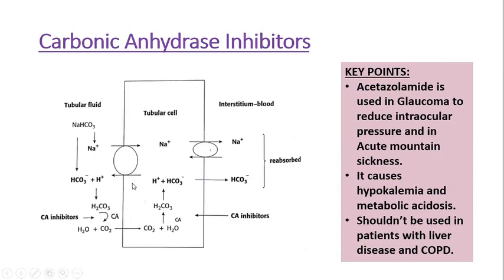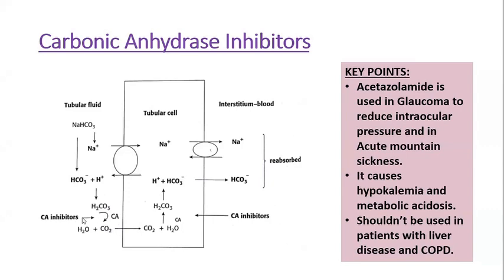This shows that the hydrogen ions combine with the bicarbonate ions in the tubular fluid. This is the tubular side where the urine is forming, and this is the interstitium, the blood side, where things are getting reabsorbed into the blood. So hydrogen ions in the tubular fluid combine with bicarbonate ions to produce carbonic acid, which is then dehydrated by carbonic anhydrase over here to water and carbon dioxide.